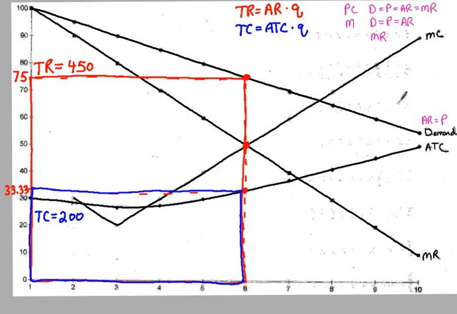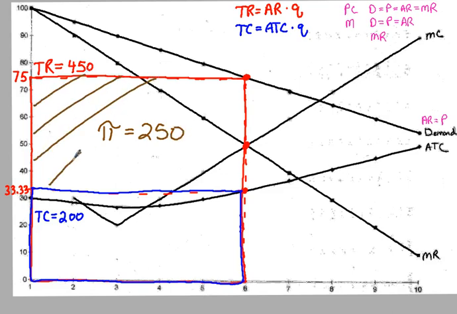Our profit is going to be in between. It's going to be the total revenue, which is this whole area, minus the total cost, which is this area right here. Let me say that again. Total revenue is the big red area, minus my total cost, which is the blue area. 450 minus 200 gives me my profit, which is equal to $250. So this area in here is going to be the profit for the monopolist.